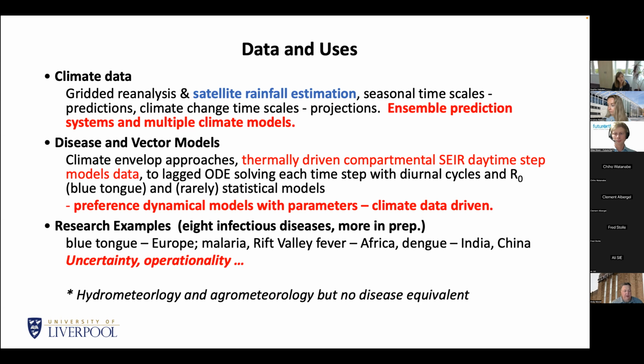I've worked on a range of diseases, and I won't read them all out. We've worked in different parts of the world, but very much focused on Africa and India, and then Southeast Asia. I will point out there's no real subdiscipline combining climate and health, or meteorology and health, whereas we have well-established subdisciplines or whole disciplines in hydrometeorology and agrometeorology, which have been going for over 100 years.